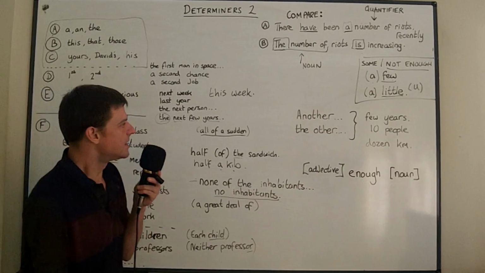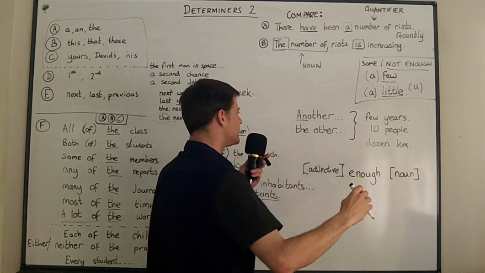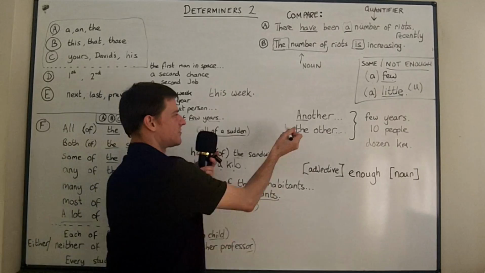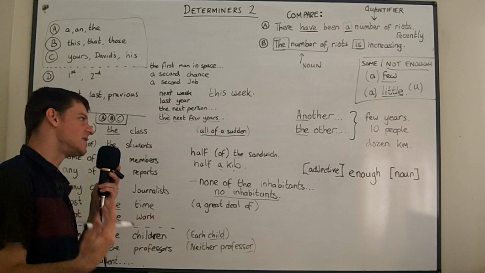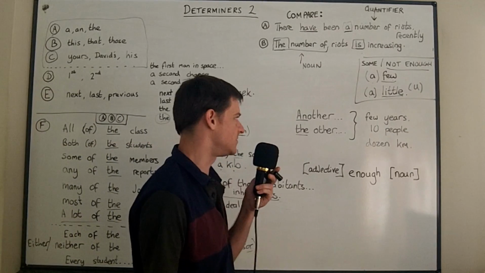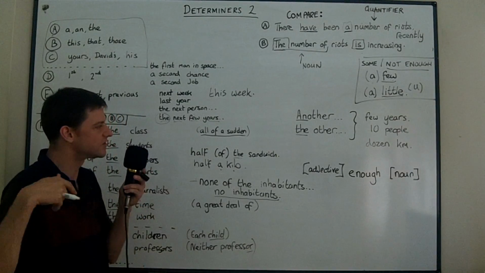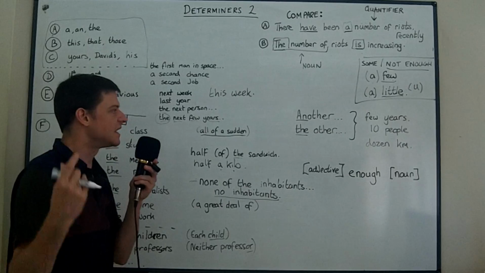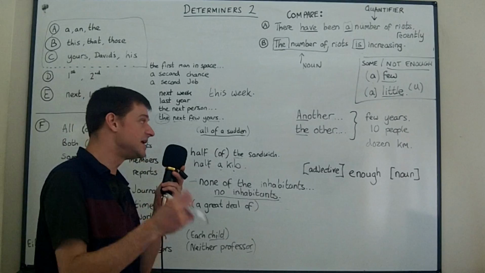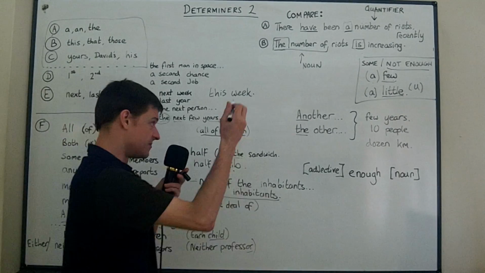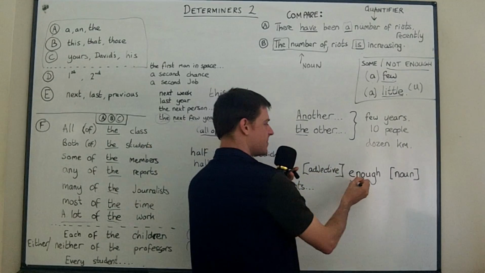I'll put a link. Now, another and the other, I hope everyone knows that another is just indefinite other. That's why it's an. And the other is just definite other. So we can say another few years, or we can say the other few years. We can say another 10 people, we can say the other 10 people. We can say another dozen kilometres, we can say the other dozen kilometres. It all depends whether it's a definite few years, or 10 people, or a dozen kilometres, or an indefinite one. Okay? Both are possible.